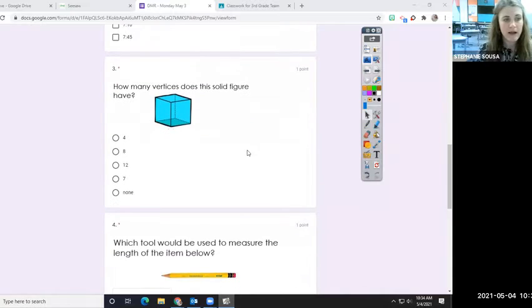All righty. How many vertices does this solid figure have? Let us trace them. Vertices are the corners of a shape where 3 or more edges meet. 1, 2, 3, 4, 5, 6, 7, and all the way back there, 8. There are 8 vertices on the solid figure.